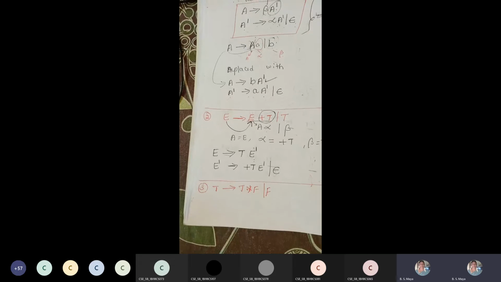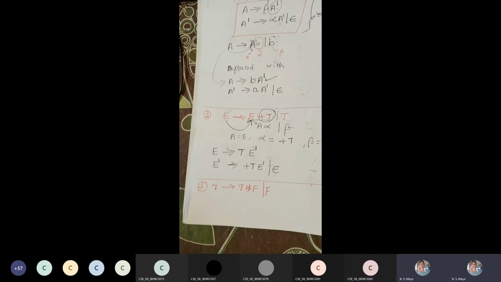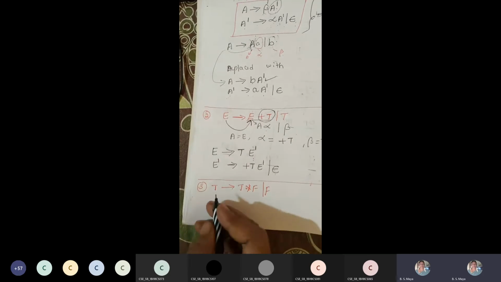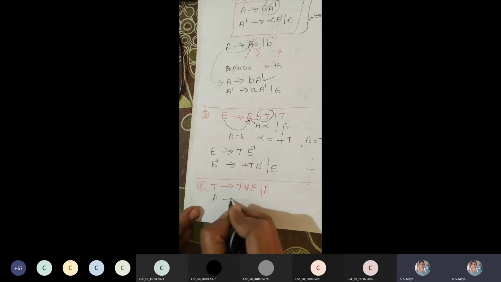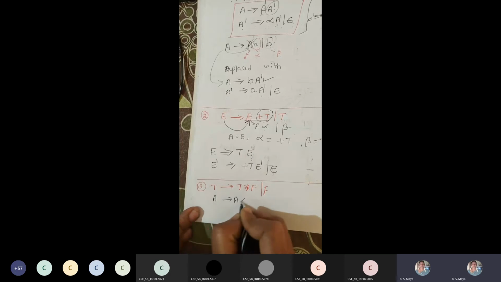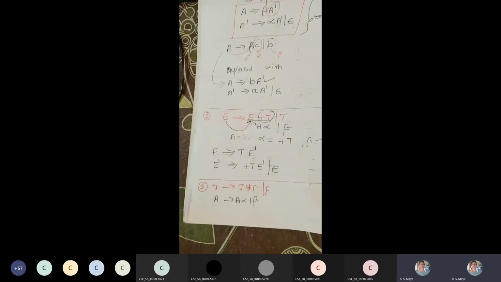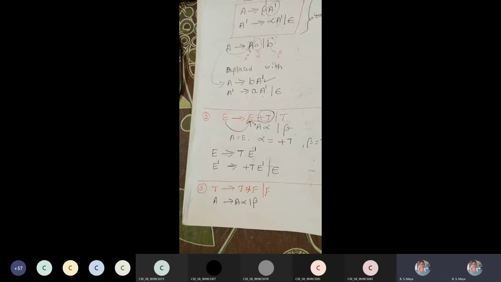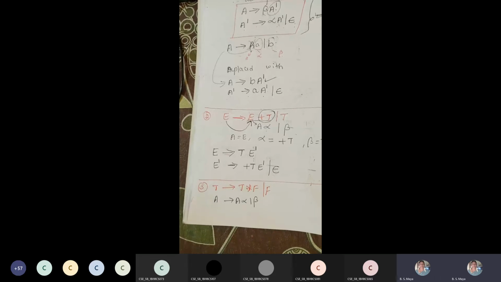Does this have left recursion? Yes, ma'am. Here, it looks like A derives A alpha, or beta. Yes or no? Yes. Now which one is A here?